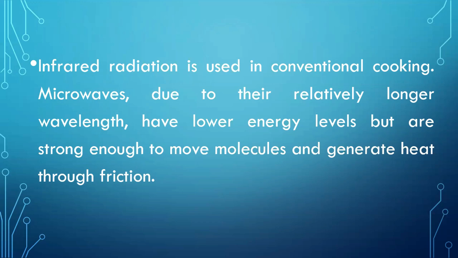So what happens inside the microwave is that, due to the radiation produced, the food molecules are accelerated and move at a greater speed. They will be hitting each other, because of which heat is produced due to the friction, and this heat is used in the preservation of food.